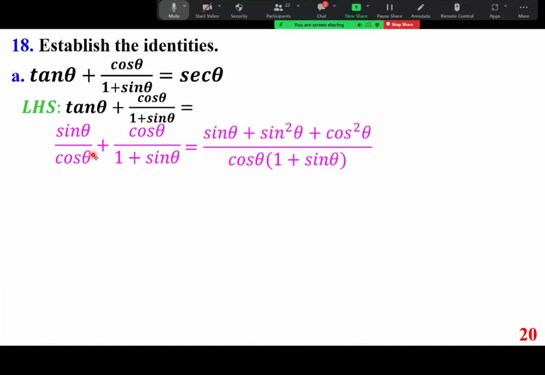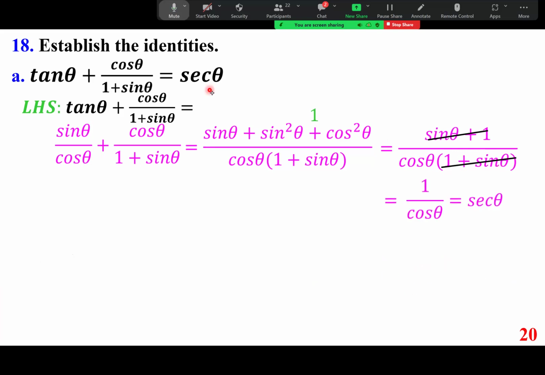Using LCD to add 2 fractions. I hope nobody has any problem with that. So we can add 2 fractions easily. And as you know, these two, sine squared and cosine squared, add up to 1. Sine theta plus 1 is the same as 1 plus sine theta. They cancel each other, so we get 1 over cosine theta, which is secant theta. And we proved the identity, everybody.